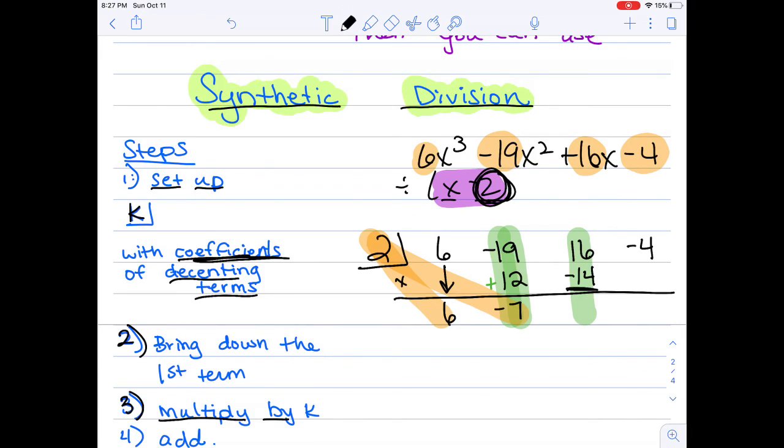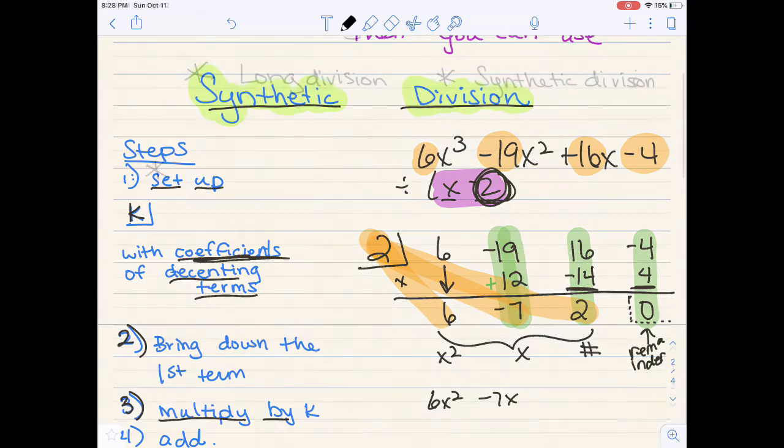Adding down, 16 plus negative 14 is positive 2. And then again, we multiply 2 times 2 and put it right here, which is 4. And then again, we add down. Negative 4 plus 4 is 0. This is our last number, and this is the remainder. And we knew in this case we were going to have a remainder of 0. And keep in mind, what we're left with is the number, this is the x term, x squared term, and so on. So we're left with 6x squared minus 7x plus 2.